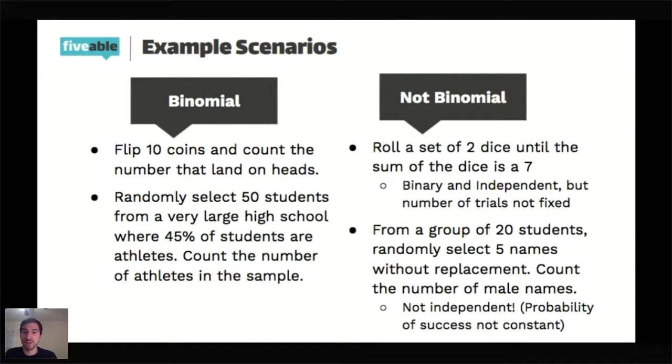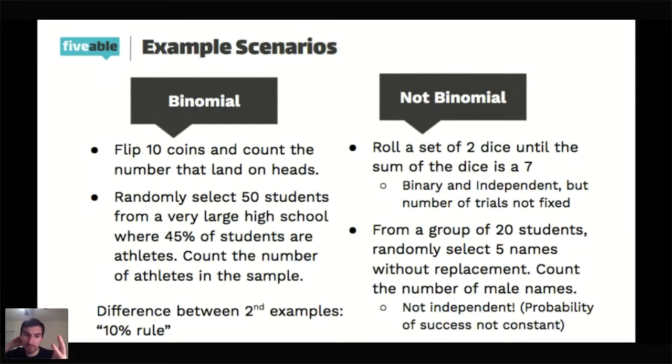And you might be asking yourself, wait a second, the probability of successfully pulling an athlete from trial to trial may not be consistent. And technically you're right, but we have a rule called the 10% rule. So if the sample you're selecting is less than 10% of the entire available population, even if you're sampling without replacement, you can consider that situation independent trials. So if we imagine a 5,000 student high school where there are over 2,000 athletes, and I'm only going to pull 50 names, yes, the probability of pulling the first athlete is like 2,000 out of 5,000.